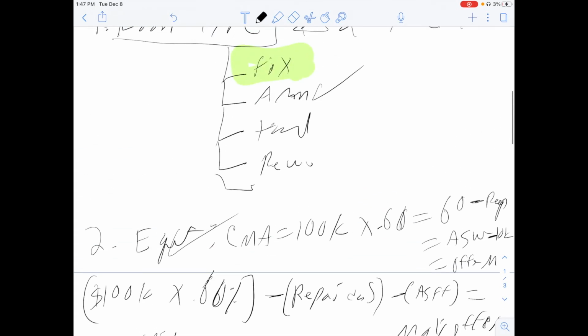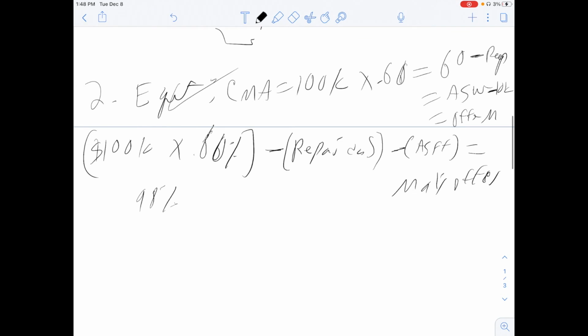Now, if the deal doesn't have equity, that's not a big deal, because there are multiple things that make a subject to deal worthwhile. So now let's go to the next thing, which is a very important one: cash flow.